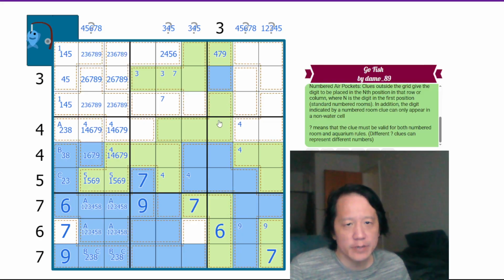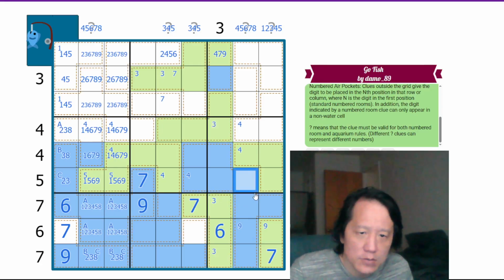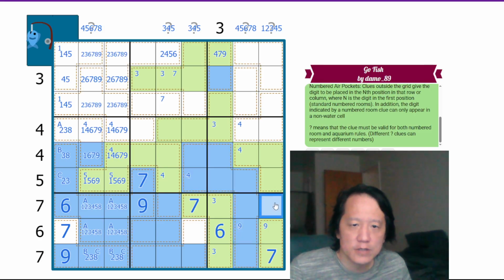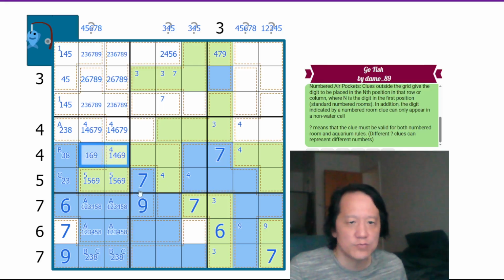So 3 cannot be there. 3 has to be here, here, or here. There are no repeats in this cage, and this has 9 cells. So 7 cannot be here because of 7 in the box. 7 can't be here because 7 in the row. 7 can't be here because 7 in the box, so this is a 7. That eliminates 7 in the rest of this row here.